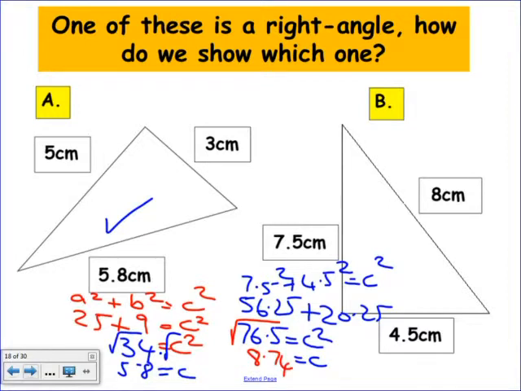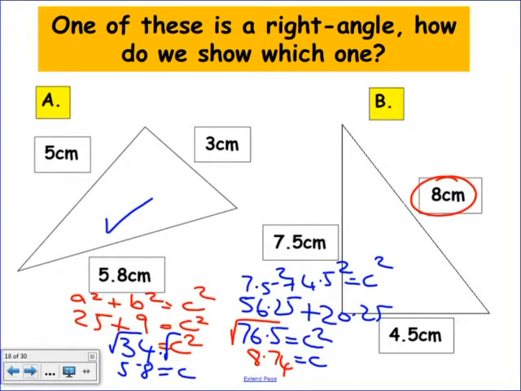8.74. And they're telling us it's 8. So that cannot be a right angled triangle. So you can use Pythagoras to prove if something is or is not a right angle. To be a right angled triangle, it must adhere to Pythagoras. If it doesn't, then that cannot be a 90-degree angle.